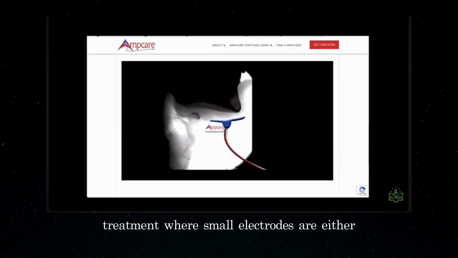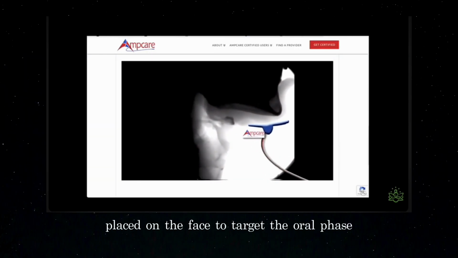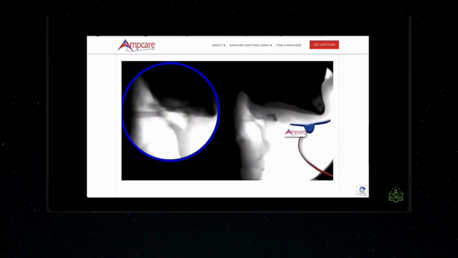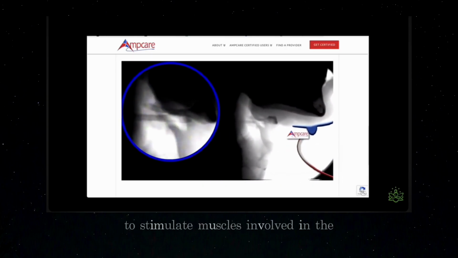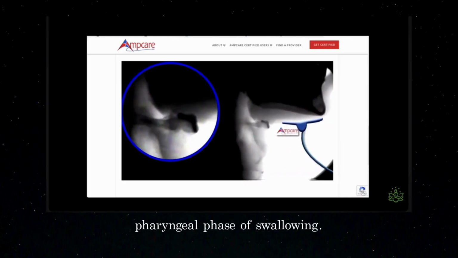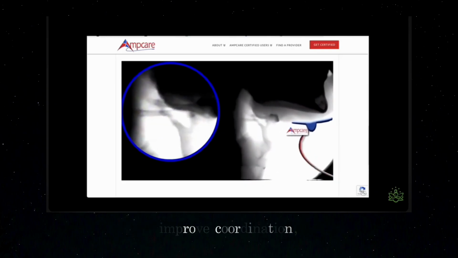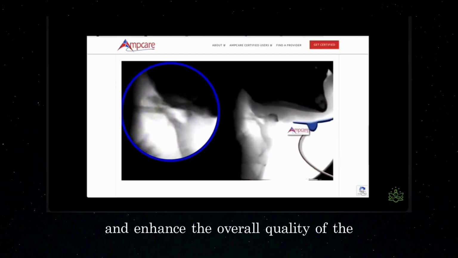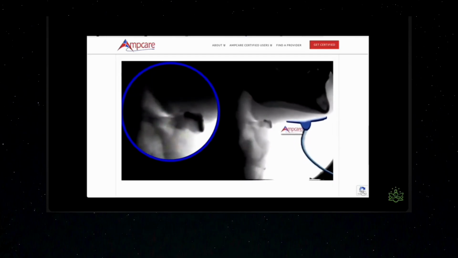And finally, we have even more advanced treatment options such as neuromuscular electrical stimulation, also known as NMES. This is a non-invasive treatment where small electrodes are either placed on the face to target the oral phase of swallowing or underneath the chin to stimulate muscles involved in the pharyngeal phase of swallowing. This stimulation helps activate weak muscles, improve coordination, and enhance the overall quality of the swallow. What makes this approach unique is that it combines electrical stimulation with swallowing exercises to maximize results.